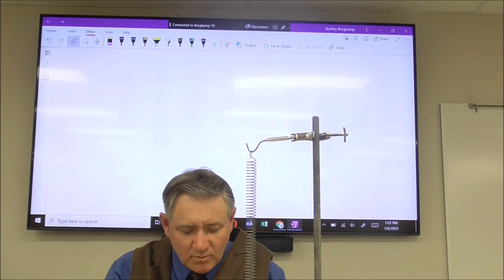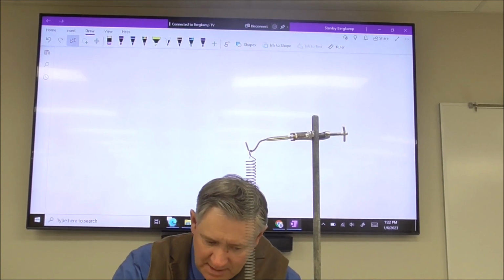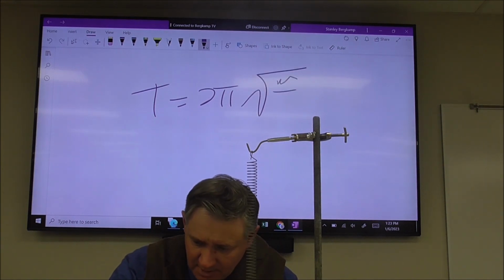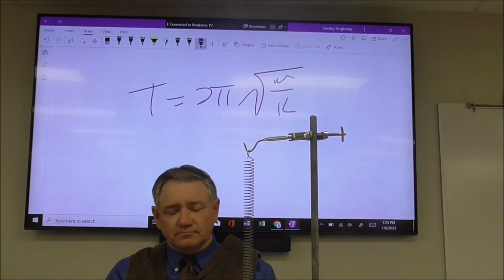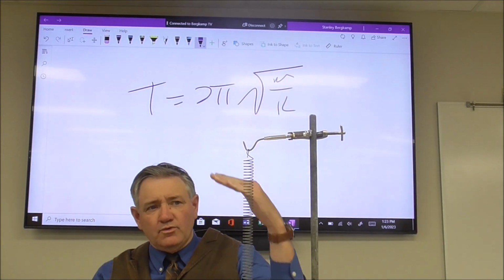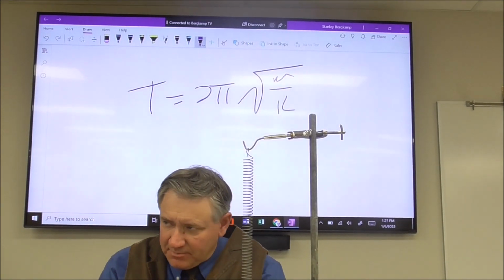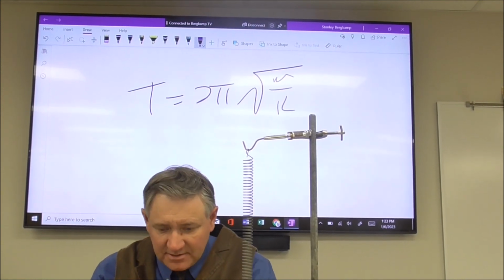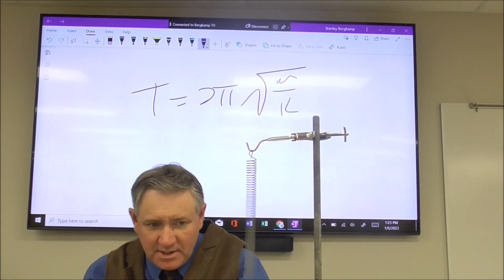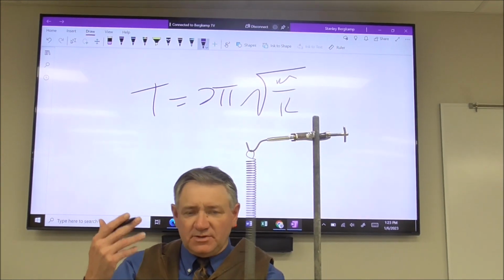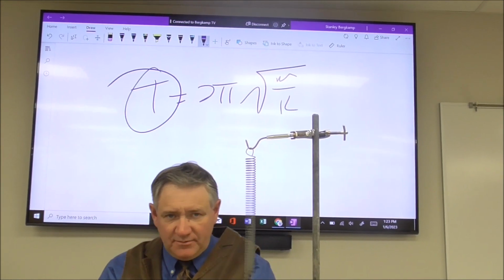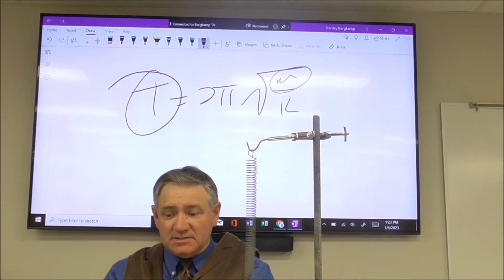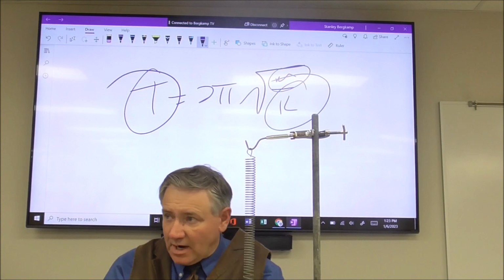So when you look at that equation, period equals 2 pi times the square root of m over k, one of the things you have to develop is the ability to see what is a factor and what is not a factor. When I make this spring oscillate, there are only two things that determine the value of period: the mass on the end of the spring and the value of k.